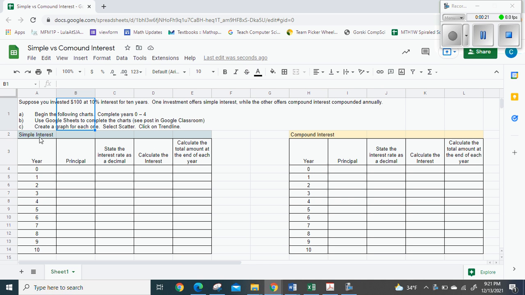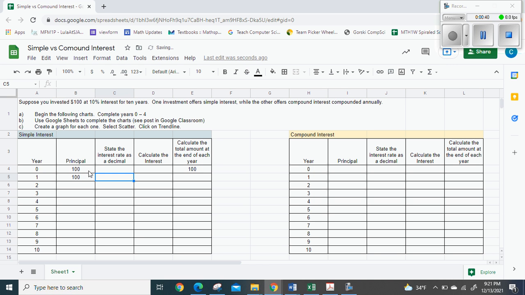So let's just think about simple interest first. So simple interest says I have $100. Boom, that's how much money I start with. And at the end of that year, I have $100 because this is year zero, remember, right? So then the next year, I still have $100. That's my principal. That's my starting amount.